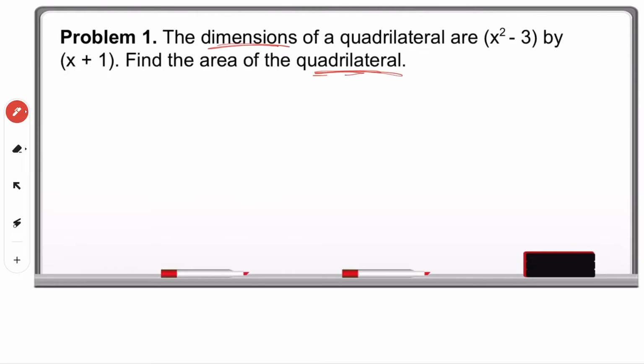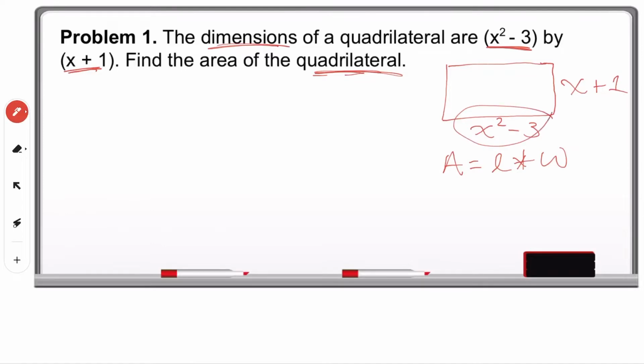So say I was to have a rectangle. One side would be x squared minus 3, and the other side would be measured by x plus 1. And you know the area of a quadrilateral is length times width. So area is equivalent to length times width. So I'm just going to take these two binomials and substitute in place of length and width. So I will have area is equivalent to our length, which is x squared minus 3, times our width, which is x plus 1.